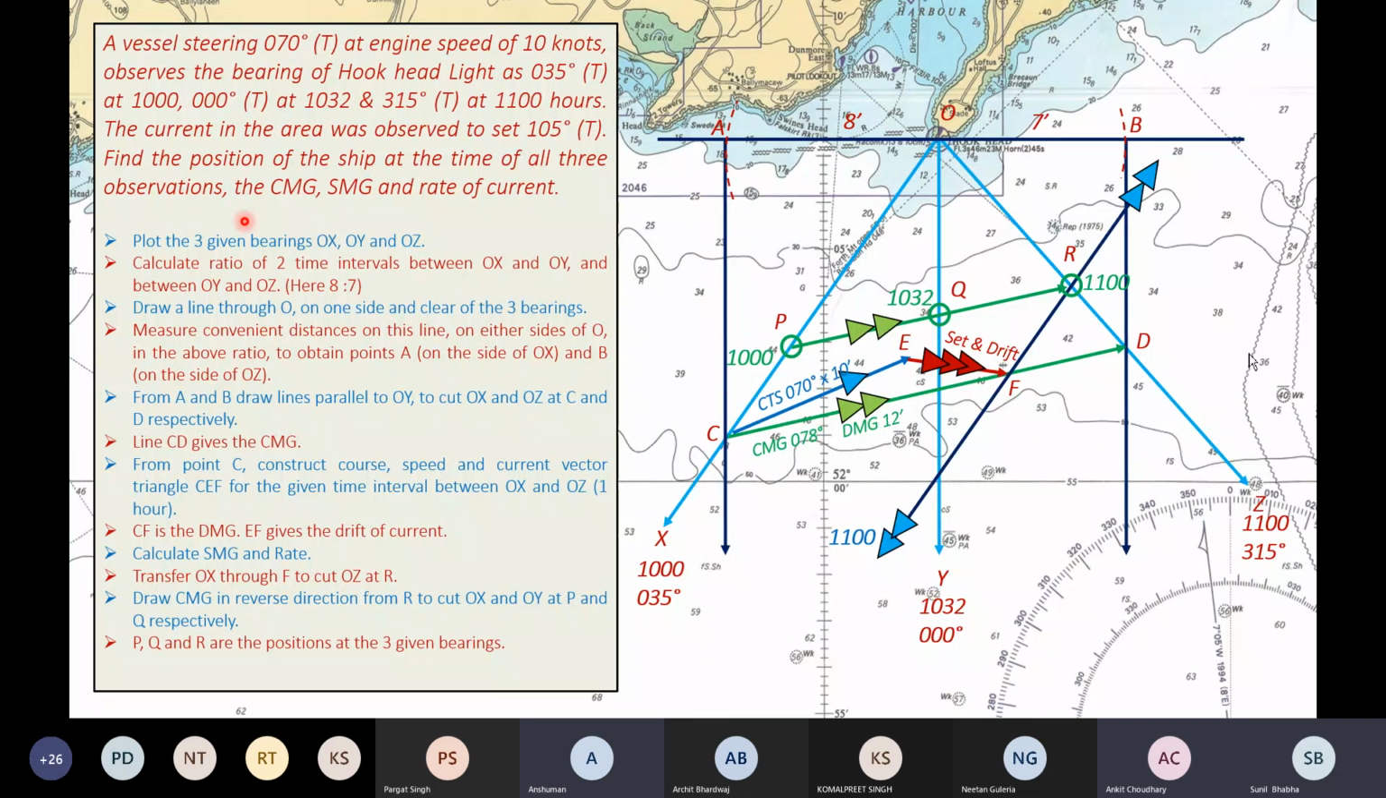Okay. But sir, how to apply this CF vector? We can skip it or leave it. But how will we apply this vector to the third bearing line?